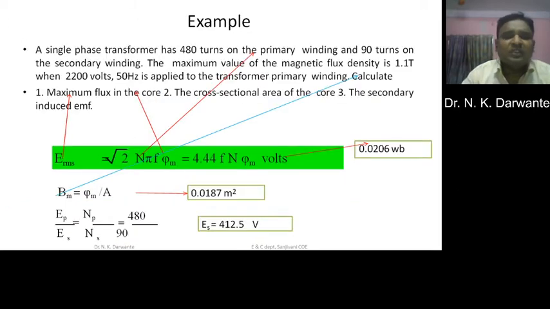Now we will move to the second slide. An example is given, but last time also I gave an example, and I will check how many of you have done it, and that will be recorded for evaluation purposes.